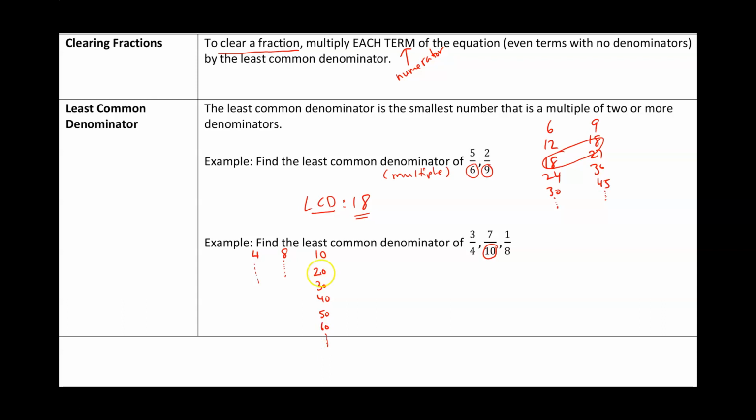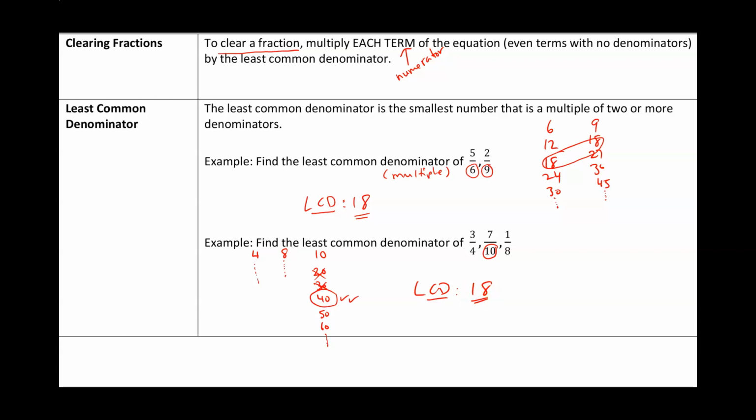Now go through and find the first number that 4 and 8 can both divide. For example, with 20, 4 can divide it, but 8 can't. With 30, neither of them can. But 40, 4 can divide 40, and 8 can divide 40. So 40 is going to be the least common denominator. It has to be a number that 4, 8, and 10 can all go into.